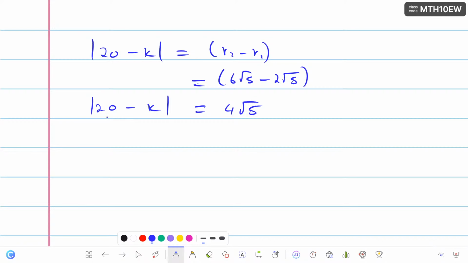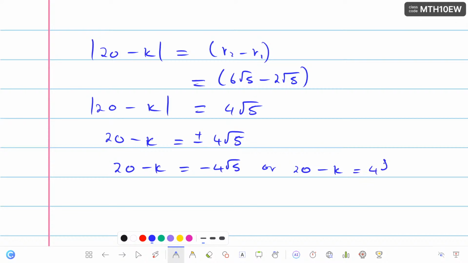So, okay, now we know the absolute value is going to be 20 minus k, and then here is going to be positive or negative 4 root 5. So now it's going to be 20 minus k is equal to negative 4 root 5, or 20 minus k is equal to positive 4 root 5.